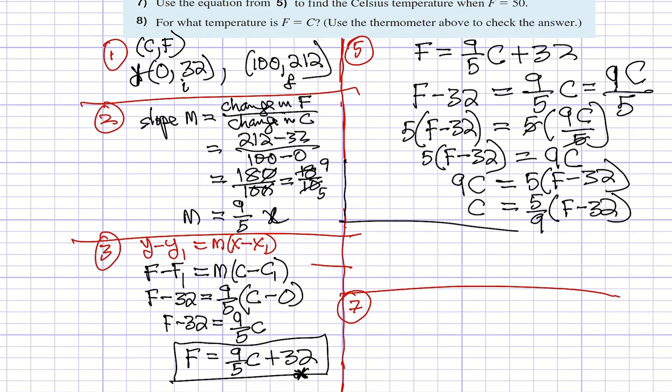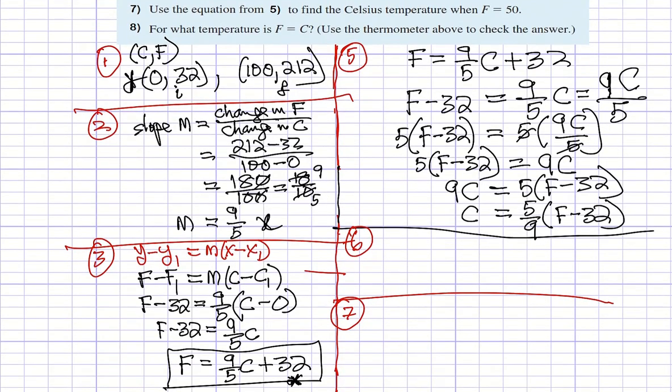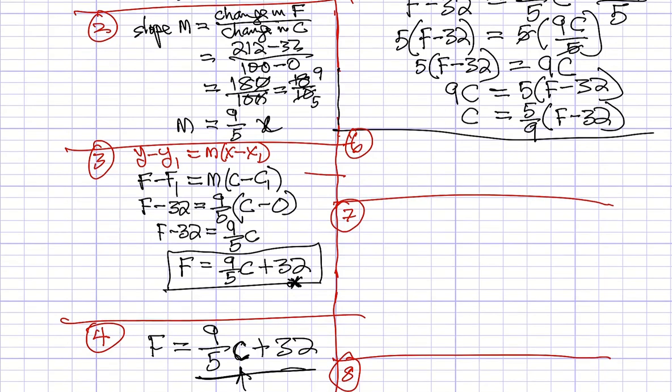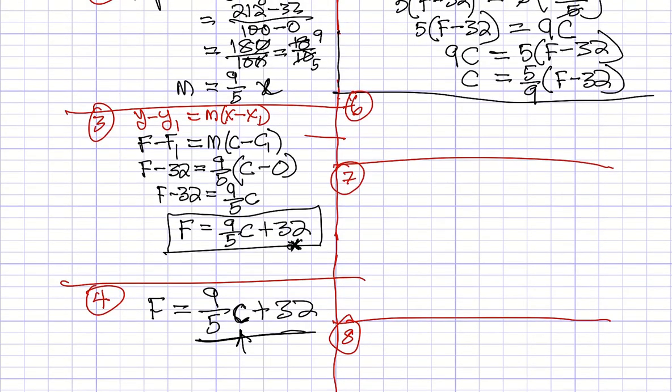So we're kind of running out of space. Let me go. We'll go to number 6, sorry about this, man. It's all messy. What is number 6? Number 6 says, use the equation from 4 to find the Fahrenheit temperature when C is equal to 30. Okay. You see now, number 4, when C is equal to 30, they want you to find F.